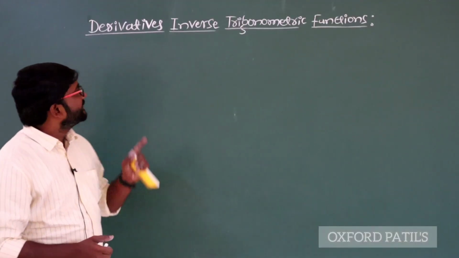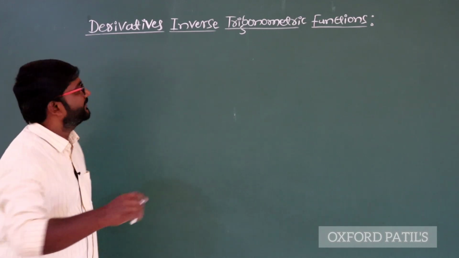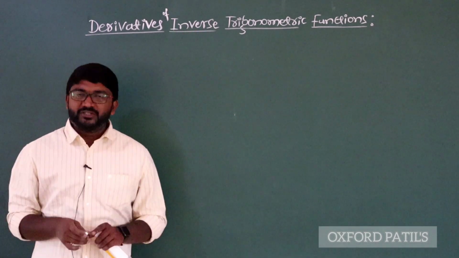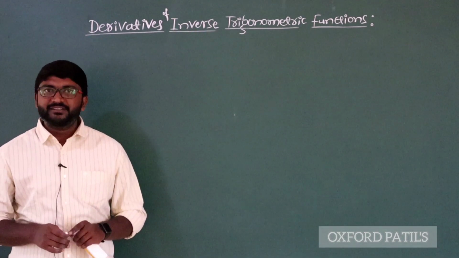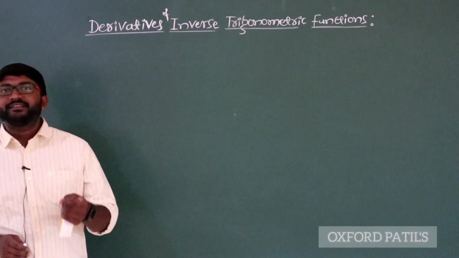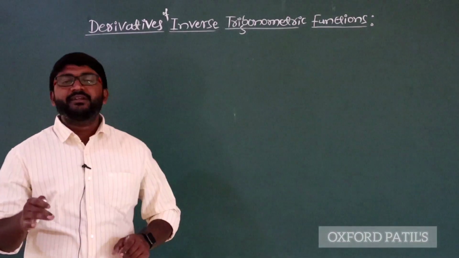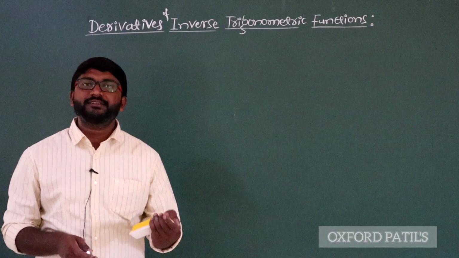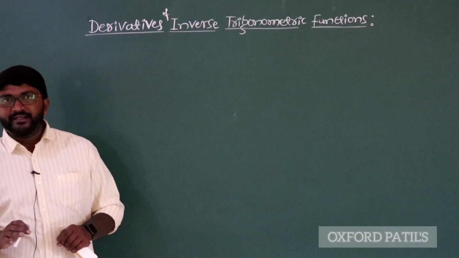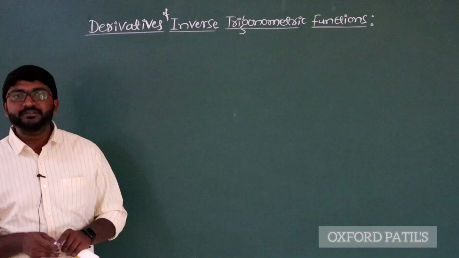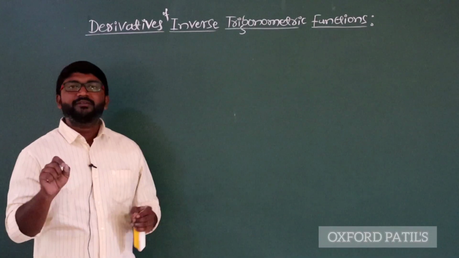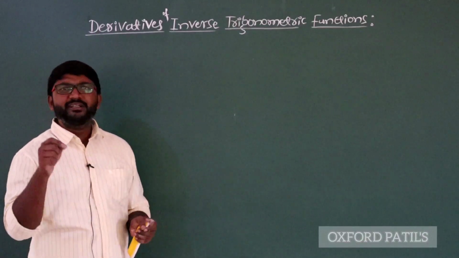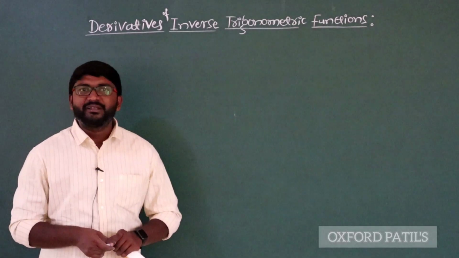Well, now we are going to discuss derivatives of inverse trigonometric functions. In our first PUC we have studied the 6 trigonometric functions: sin x, cos x, tan x, secant x, cot x and cosecant x. Similarly we have 6 inverse trigonometric functions: sin inverse x, cos inverse x, tan inverse x, secant inverse x, cosecant inverse x and cot inverse x. We have given the formulas for all these in the first class. So let us derive them. I will be deriving 3-4 functions. You will have to do the remaining functions.